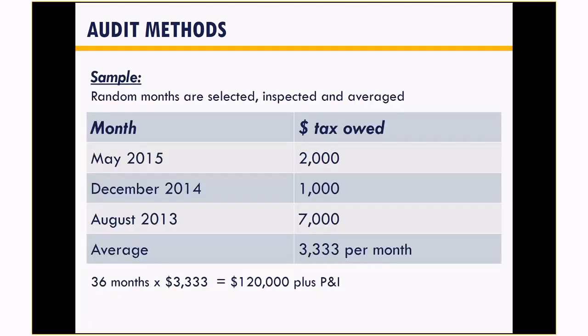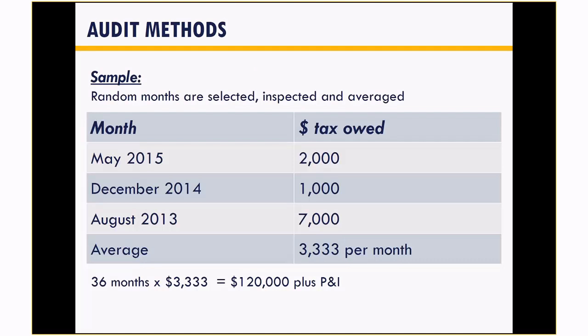What happens here? Here's an example. We sampled May of '15, December of '14, and August of '13. They may have said, all right, we had a $2,000 fail in May, $1,000 in December, $7,000 in August. They'll add them up and come up with a monthly average. This is the most basic way that it happens. There are more complex methods, but they usually end up in the same result.